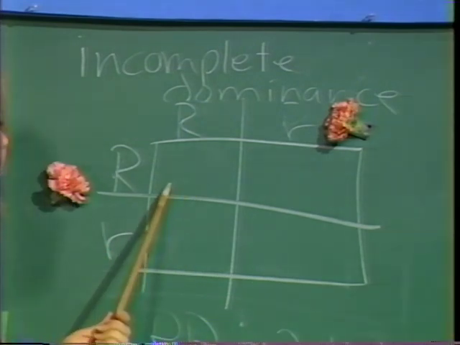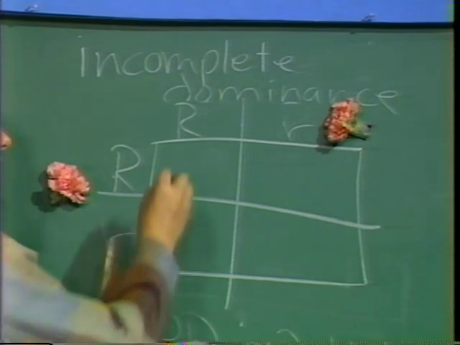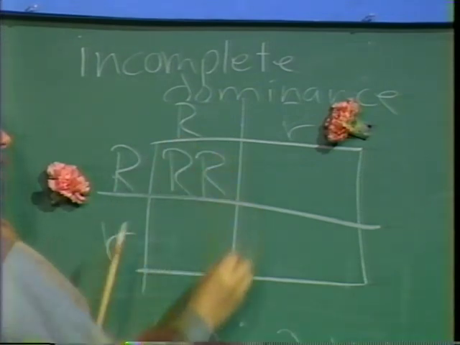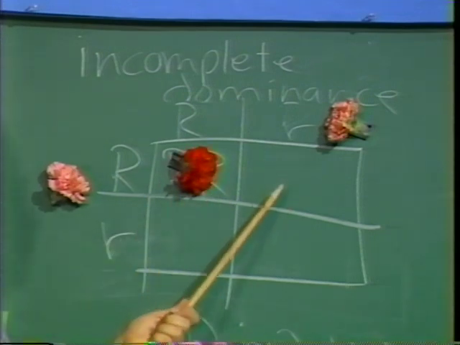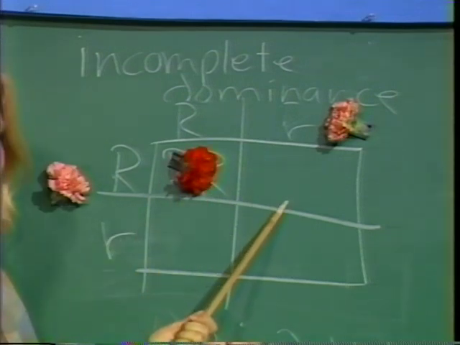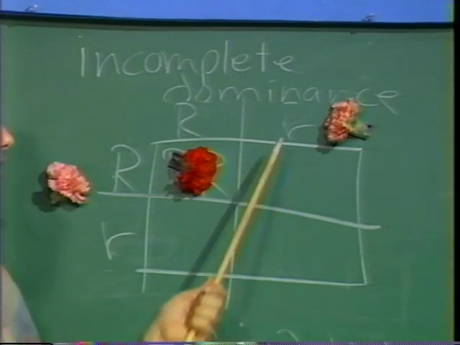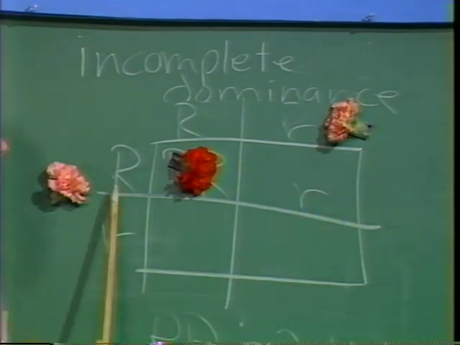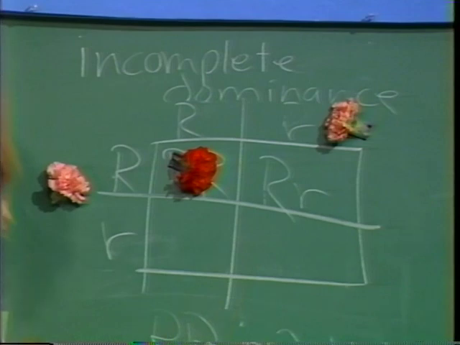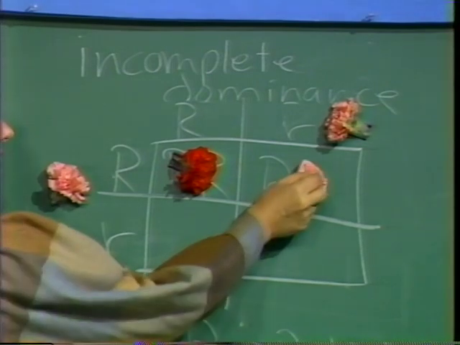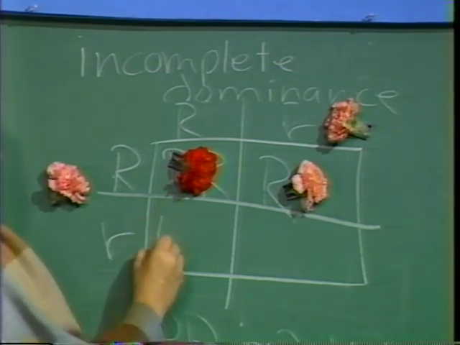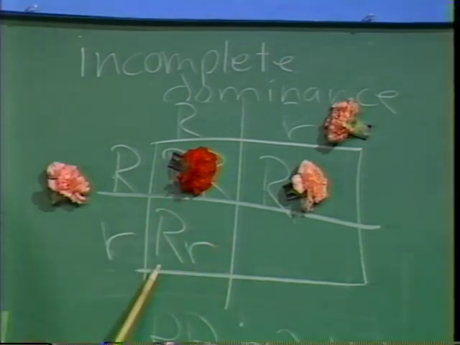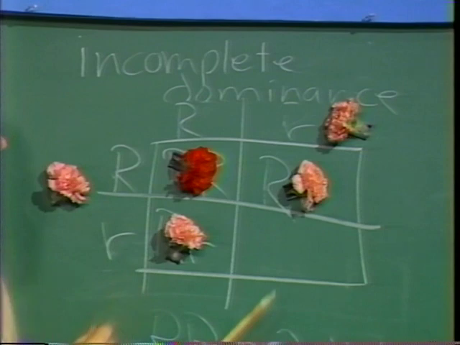Yes. What will this one be? Capital R, capital R. What color would this one be, Richard? Red. Excellent. What about this flower? Small r, capital R. Good. What color would this one be? Pink. Excellent. What about this one? Capital R and small r. What color will this one be? Pink. Good. What about this one?